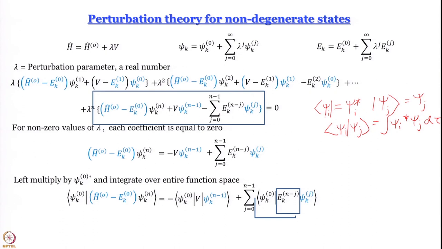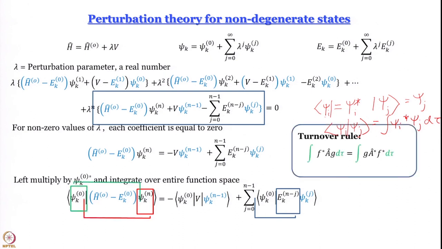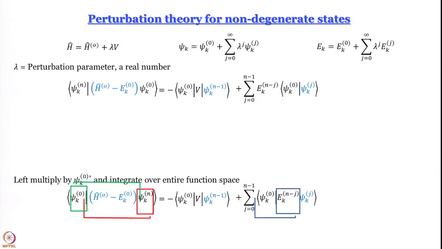Alright, what about the left hand side? In the left hand side, these two wave functions can change places if we use the turnover rule that we had studied in one of the earlier modules as the property of Hermitian operators. Remember, I did not tell you explicitly at that time that this is called the turnover rule, but here it is for you. So, I can just interchange psi k 0th and psi k nth. Why? Because we know that (H 0th minus E k 0th) will operate on psi k 0th, and not only that, it will make it 0, remember, annihilation operator. So, we use the turnover rule and we get this expression. We get the integral psi k nth (H 0th minus E k 0th) operating on psi k 0th, integral over all space, is equal to minus psi k 0th star V psi k (n minus 1)th integrated over all space plus this summation, where I have taken this energy out of the integral sign, but definitely not outside the summation sign.